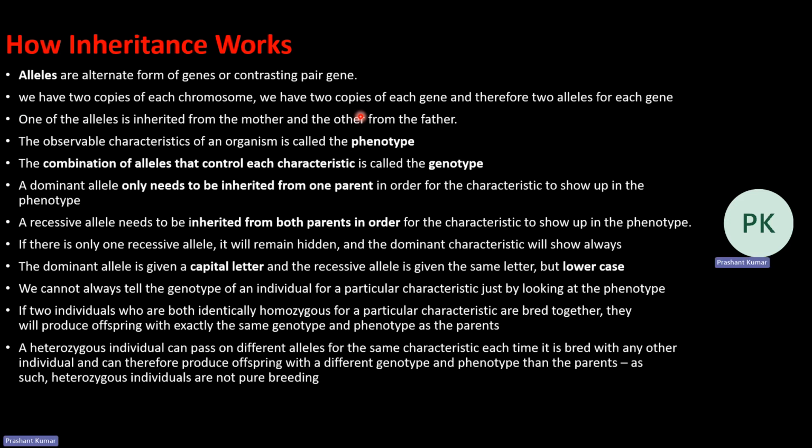Dominant allele only needs to be inherited from any one parent because it's going to express. But if you want the recessive character to come in the generation, of course both parents should give that particular gene to the next generation. So if there is only one recessive allele, it will remain hidden and the dominant character is going to express. The dominant allele is always written with the capital letter. You always use the capital letter to show them, and small for recessive.